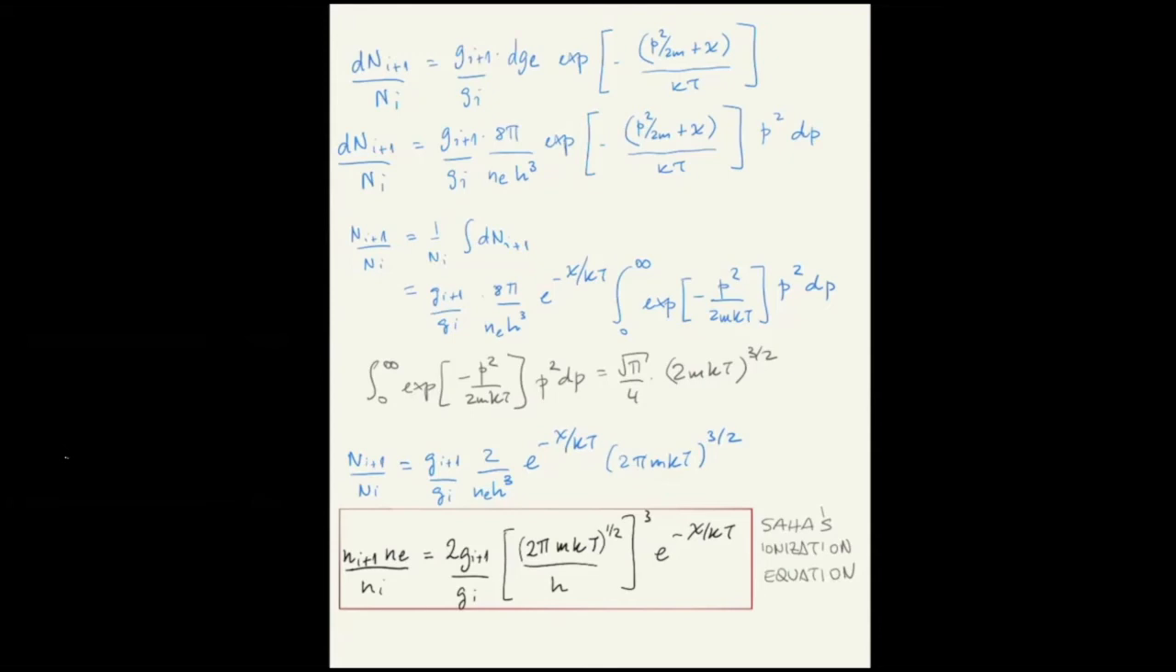Now for hydrogen, we already found that g_{i+1} over g_i is equal to half. So this prefactor cancels, and we simply have 2 g_{i+1} over g_i is equal to 1. Now the only states are N_i equal to N of hydrogen 1, which is the neutral state, and N_{i+1} is N of hydrogen 2, which is the ionized state. And the number of electrons then is equal to the number of ions.